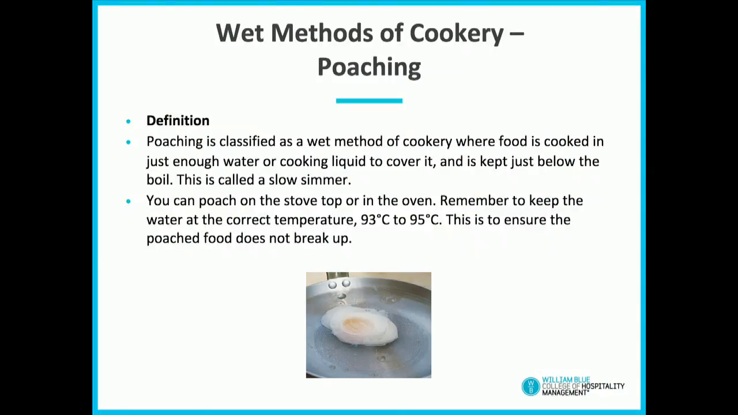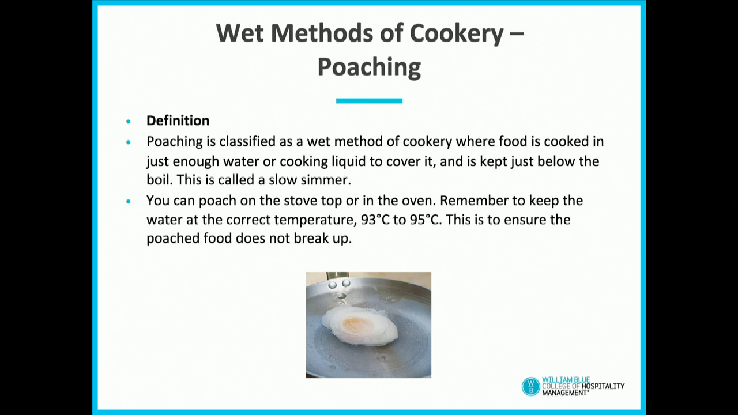Next one of my favorites, poaching. What is poaching? Poaching, again, another wet method of cookery, whereby food is fully submerged. However, the water is not rapidly moving on the surface. It is gently rolling at about 93 to 95 degrees.